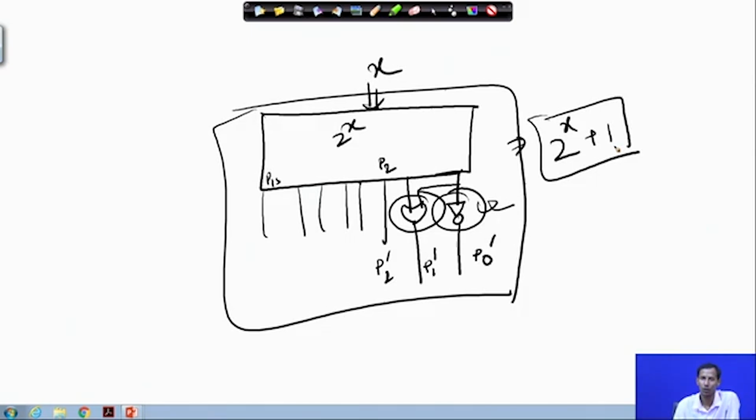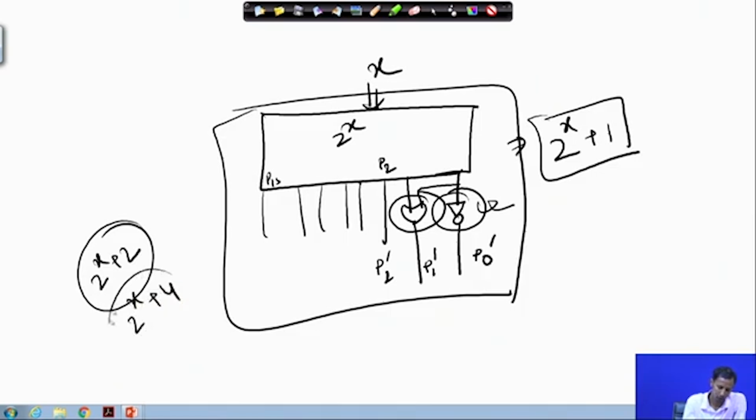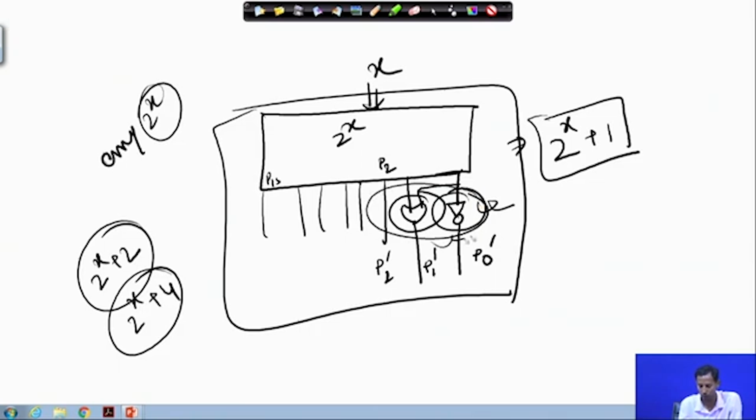So, now if I want to add 2 to the power x plus 2, then what will happen? 2 to the power x plus 4, then what will happen? If I want to add any value to 2 to the power x, at that time how will it affect and what will be the change, or how easily or efficiently can we implement that circuit, we will see along with many other new circuits. Using this 2 to the power x as the base function, how we can implement that we will see in the next few classes. So, thank you for today.